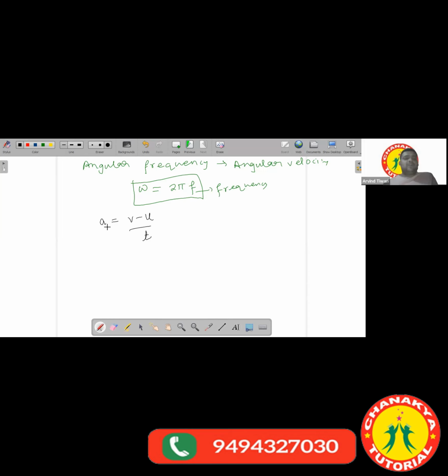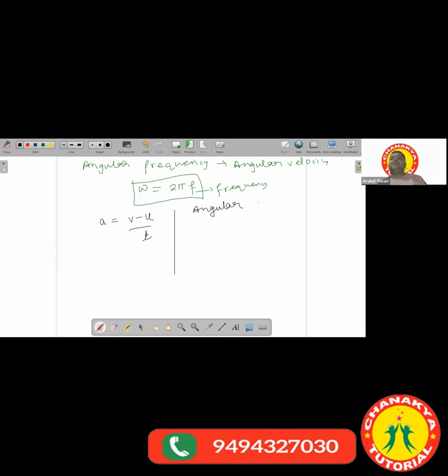Now, if a particle is moving in a circle, suppose initially it starts its rotation and then it increases its speed. So as it increases its speed, it will be covering the angles faster. So just like the linear motion, we can also describe the angular motion. We can also have the angular acceleration. So similar to this, you have an angular acceleration also.